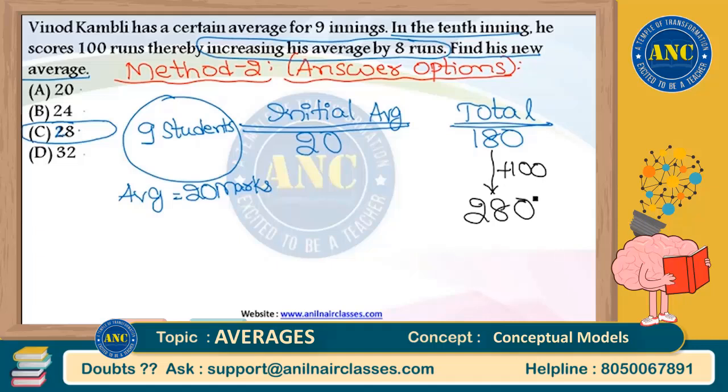Total is 280, but there are 10 people now. What is 280 divided by 10? 280 divided by 10 is 28. So that is my final average. Earlier the average was 20. Now it is 28. The average is increasing by 8, and that is exactly what is given in my question also. Because it is satisfying the statement given in the question, my assumption of 28 is right.